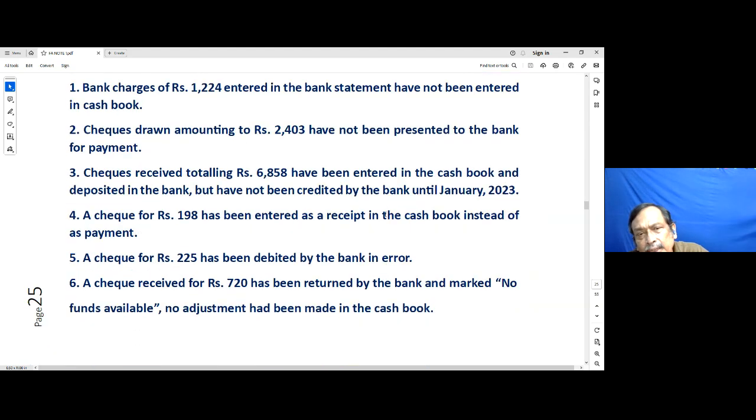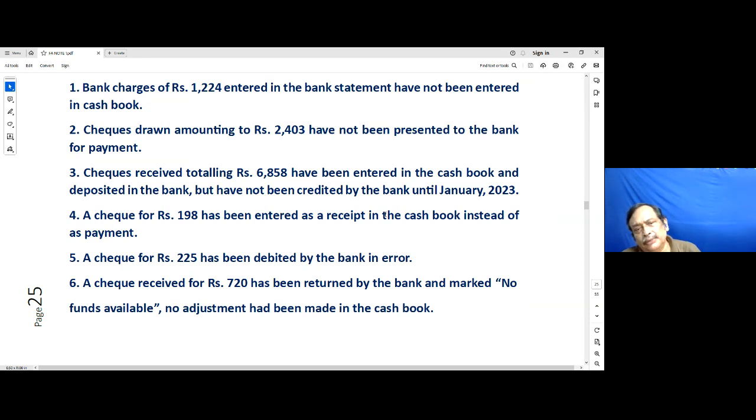Checks received totaling rupees 6858 have been entered in the cash book and deposited in the bank, but have not been credited by the bank until January 2023. So this is also not recorded in the passbook. Hence, we are not required to make any adjustment in the cash book, as far as the amended cash book is concerned. Rather, it will come in the bank reconciliation statement.